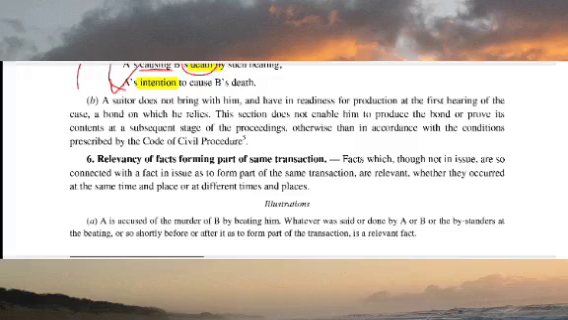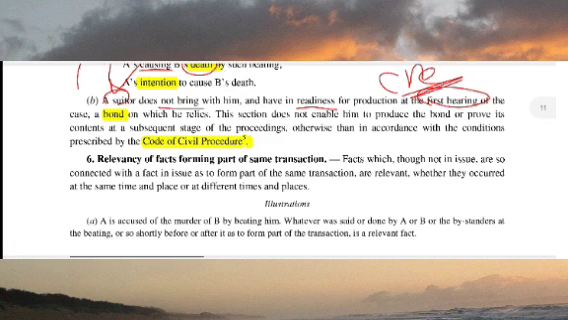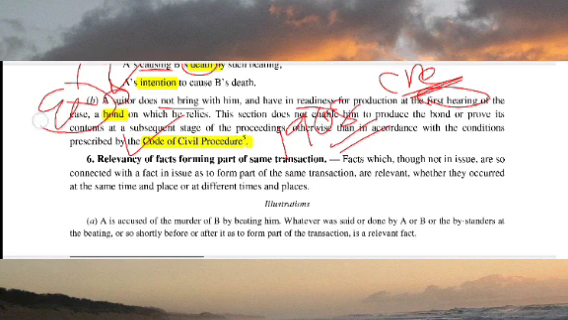Then comes B. A suitor does not bring with him and have in readiness for production at the first hearing of the case. Suitor means it's relating to a civil case. Does not bring or have in readiness. And first hearing, in CPC we see first hearing, right, of the case, a bond on which he sues. There was no bond, or he didn't bring the bond. This does not enable him to produce the bond or prove its contents at a subsequent stage of the proceeding, unless done in accordance with the conditions prescribed by the Code of Civil Procedure. So he can prove only those things as per the CPC 1908. This illustration B is the illustration of the explanation to Section 5.